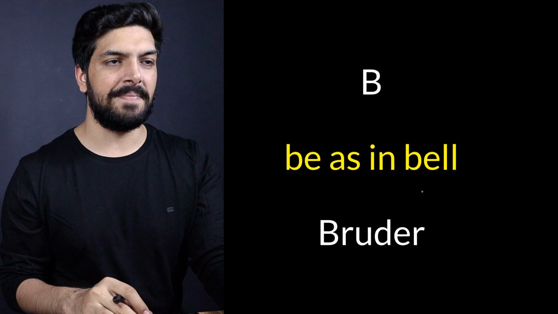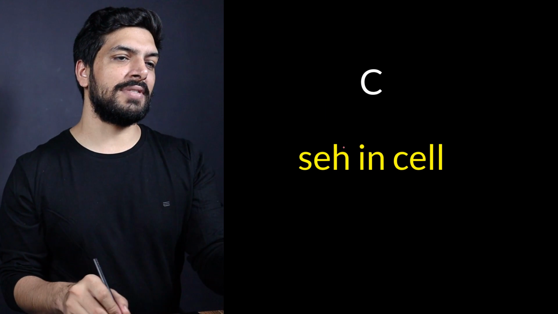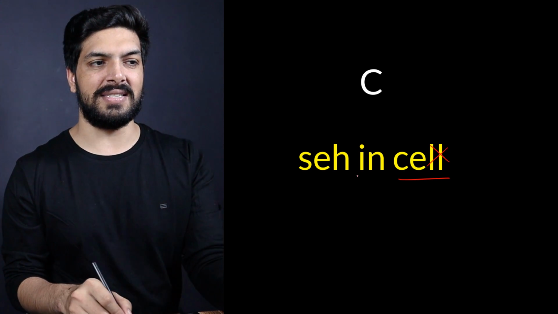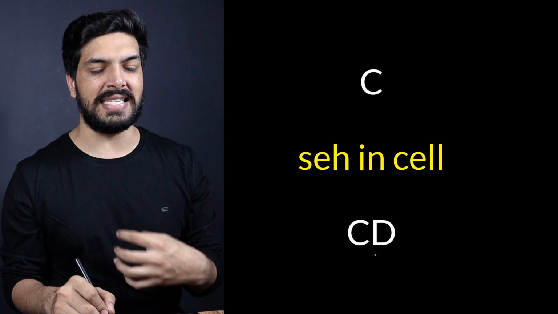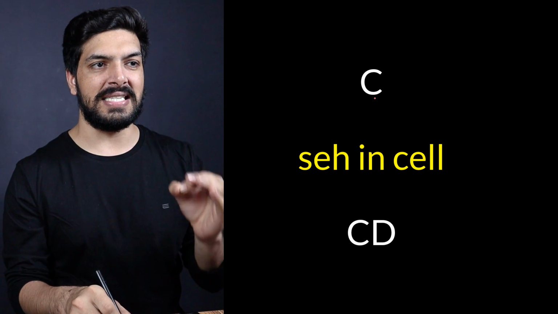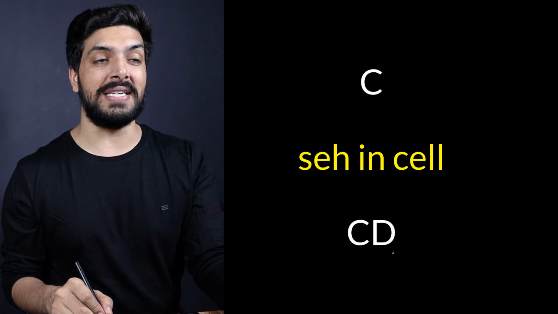Then we have C in English, but in German it's pronounced as Tse, like in cell. If you remove L, it's cell. So Tse. Tse is C and De. Tse De, that is CD. Now, I already told you how to pronounce D here, but let me repeat. C is Tse and this one is Tse De. So what would be D? Because in CD we said Tse De.